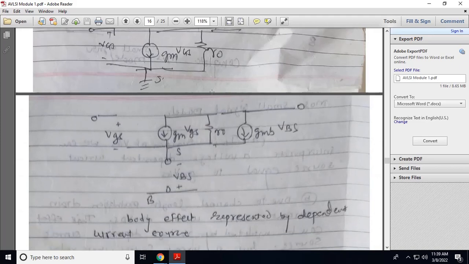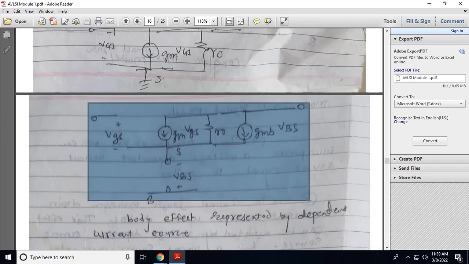When you have to consider the body effect, you can represent it by a current source that is a voltage dependent current source, and that is equal to GMB into VBS, where VBS is body to source voltage. So body effect is represented by a voltage dependent current source, equal to GMB into VBS. So this is a small signal model when you consider the body effect.